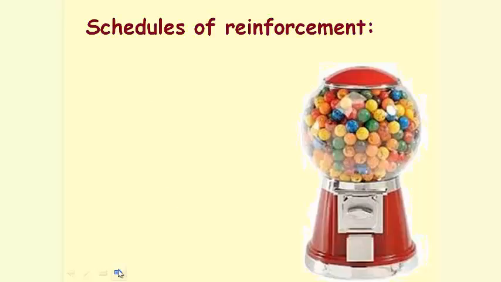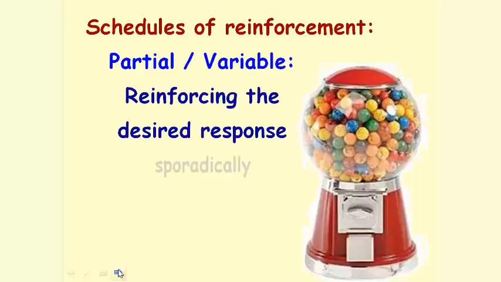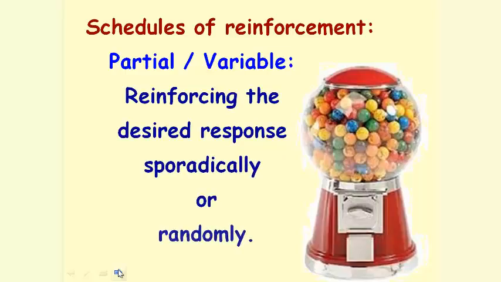The other kind of schedule of reinforcement that you are expected to learn is called partial or variable schedule of reinforcement. This means reinforcing the response sporadically or randomly.